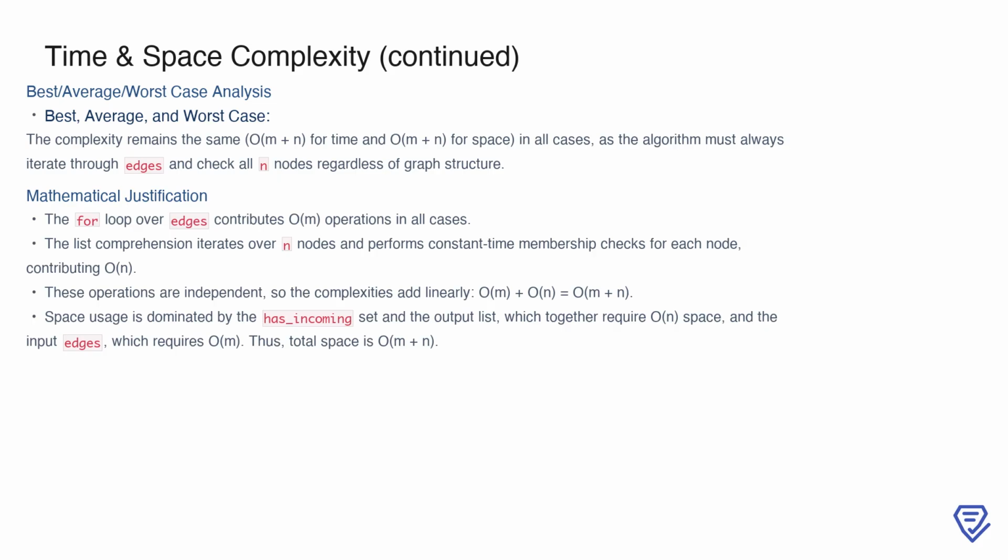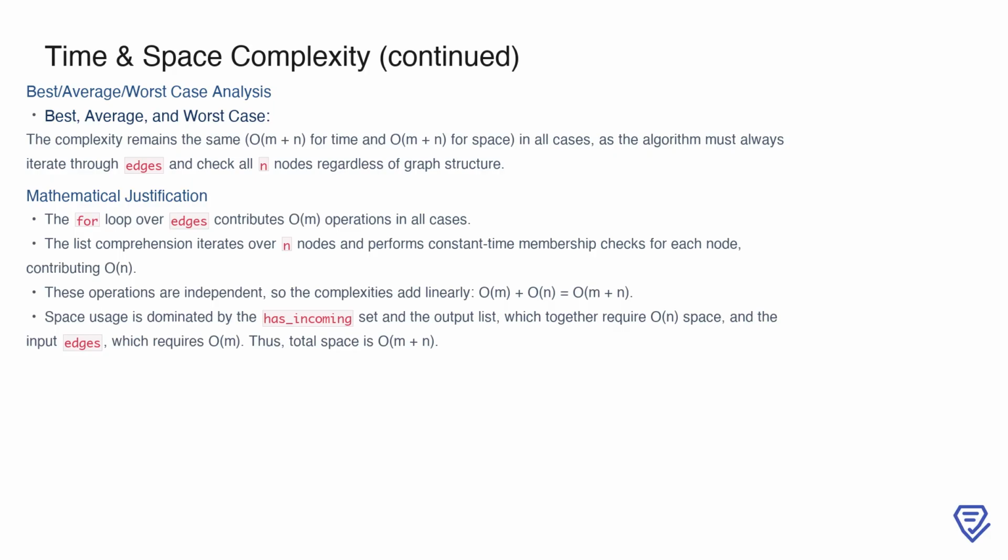The time and space complexities remain consistent across all cases, as the algorithm always processes the complete edges list and checks all n nodes. This means the time complexity is always O(m + n), regardless of the structure of the graph. To justify this mathematically, the for loop iterating over the edges list contributes O(m) operations, and the list comprehension that iterates over the n nodes and performs constant time membership checks contributes O(n) operations. Since these two steps operate independently, their complexities add up linearly, resulting in O(m + n) time.